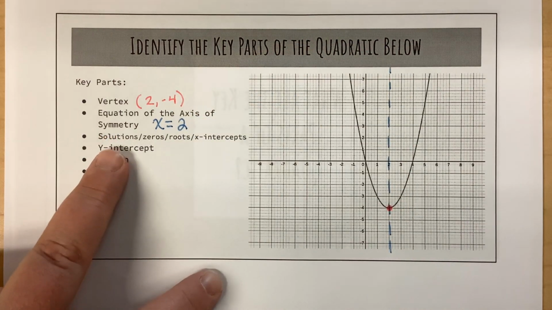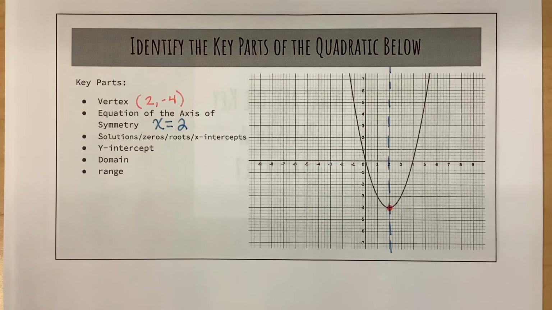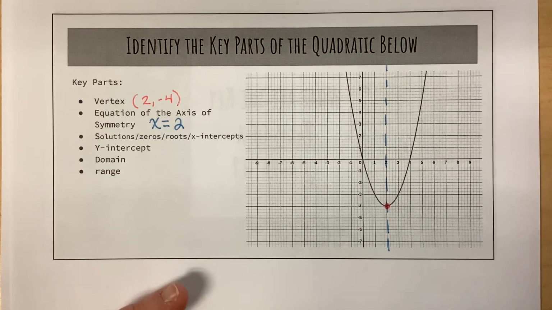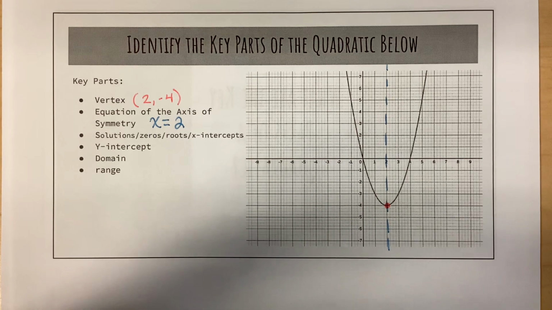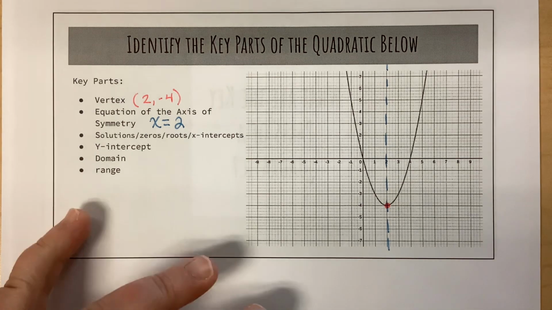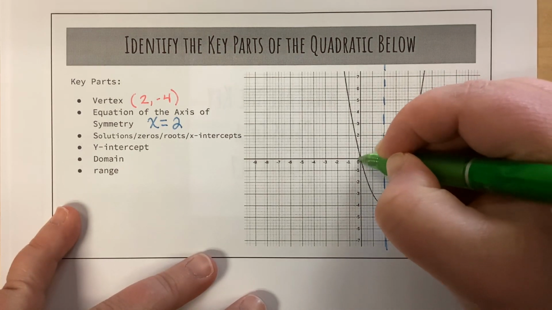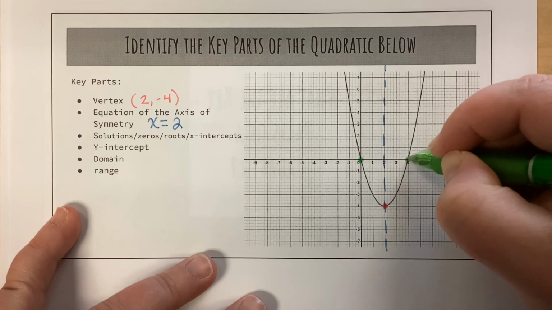All right, solutions, zeros, roots, x-intercepts, those are a bunch of words that all mean the same thing. They are where the graph touches the x-axis. Most of the time there are 2 solutions when it comes to a quadratic, but it is possible to have only one, and it is possible to have none. The none occurs when it does not touch the x-axis at all, and one occurs when the vertex is on the x-axis. In this case, we have 2 solutions at 0 and 4.